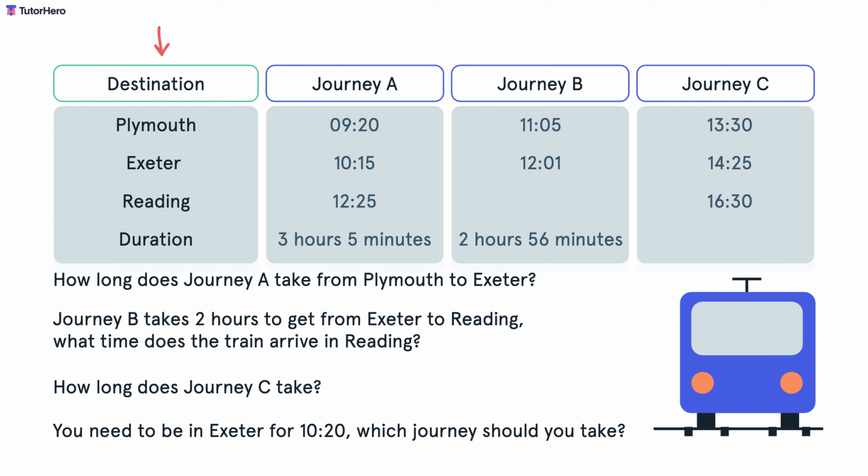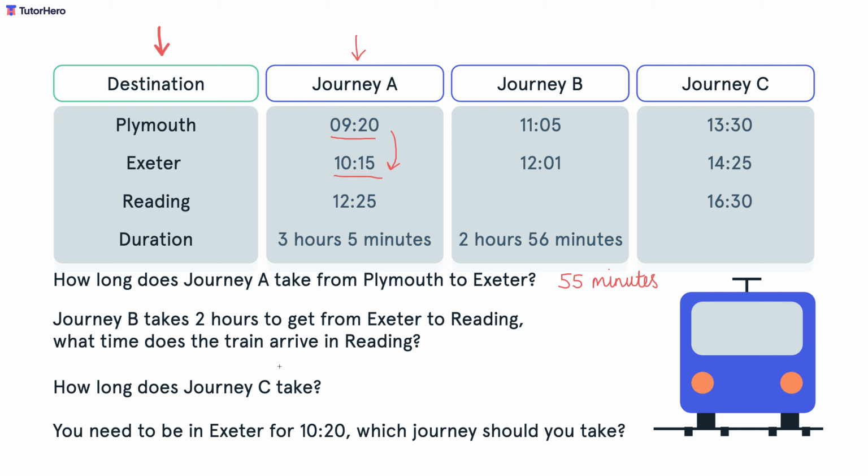Okay, let's go through the answers together. How long does journey A take from Plymouth to Exeter? Here we have journey A. The train arrives in Plymouth at 9:20 and later arrives in Exeter at 10:15. So to answer the question, I need to find the difference between 9:20 and 10:15. I know the difference is 55 minutes. The journey from Plymouth to Exeter takes 55 minutes.